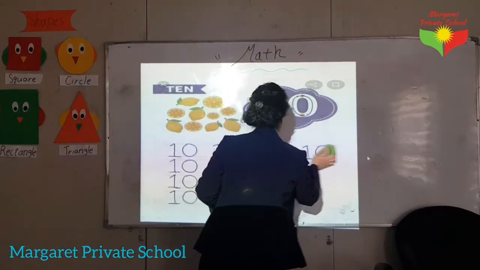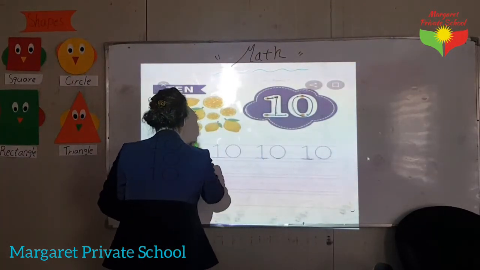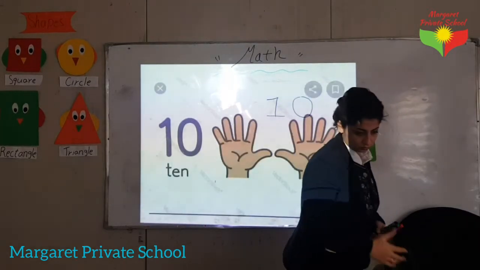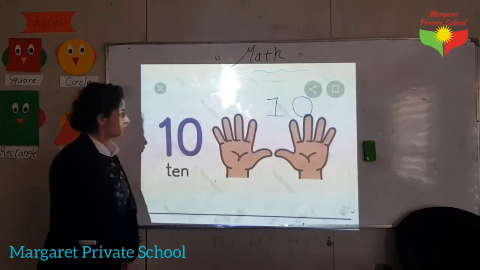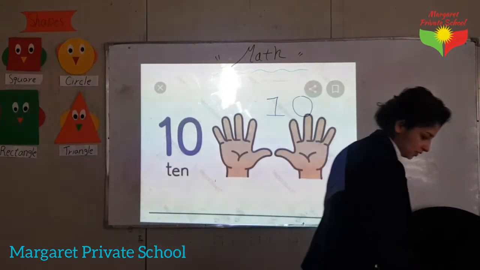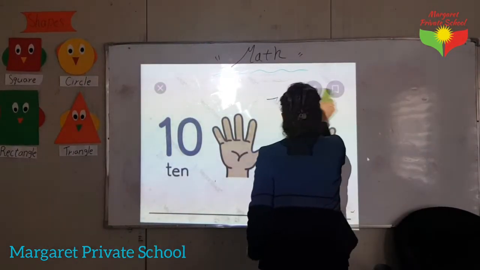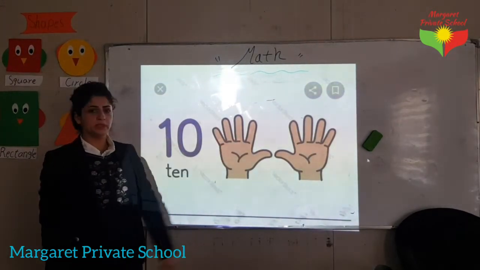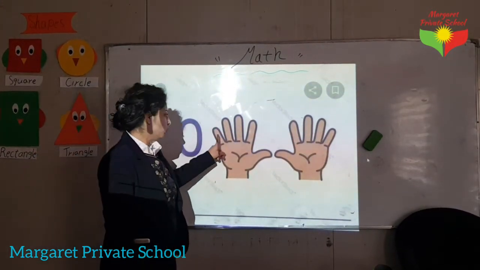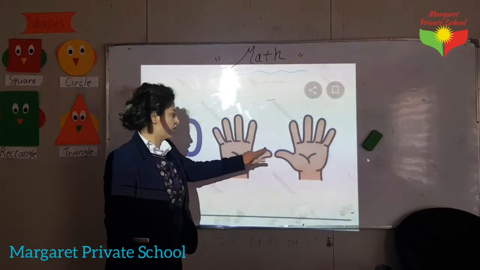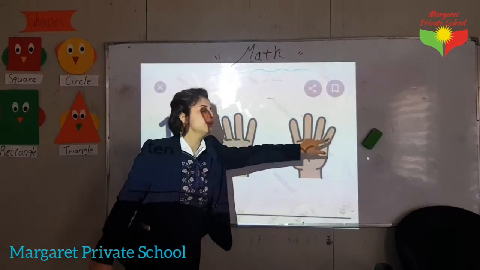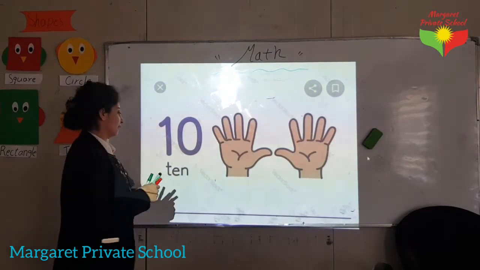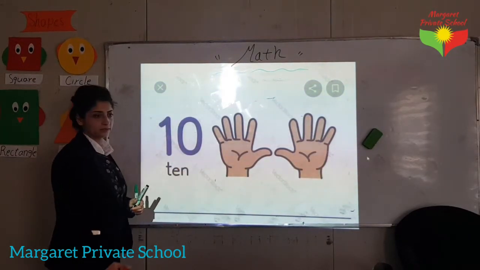After that, how many fingers do you see? How many fingers do you see? Let's count it. 1, 2, 3, 4, 5, 6, 7, 8, 9, 10. That's number 10. Okay?